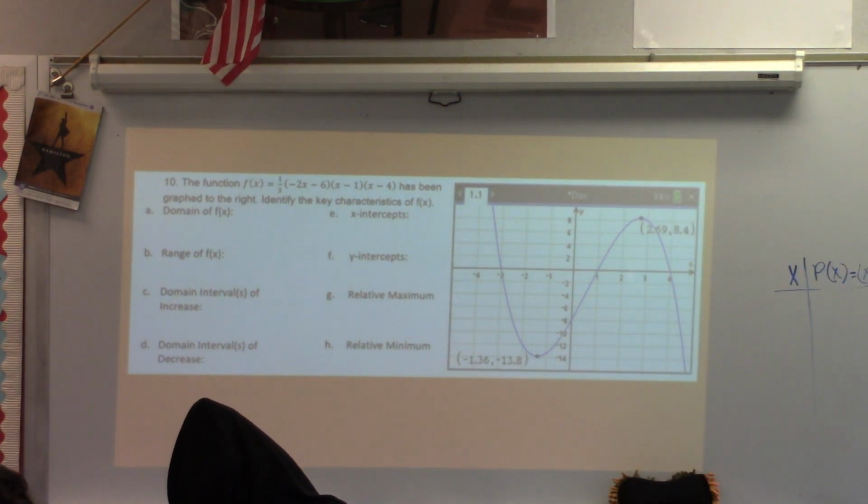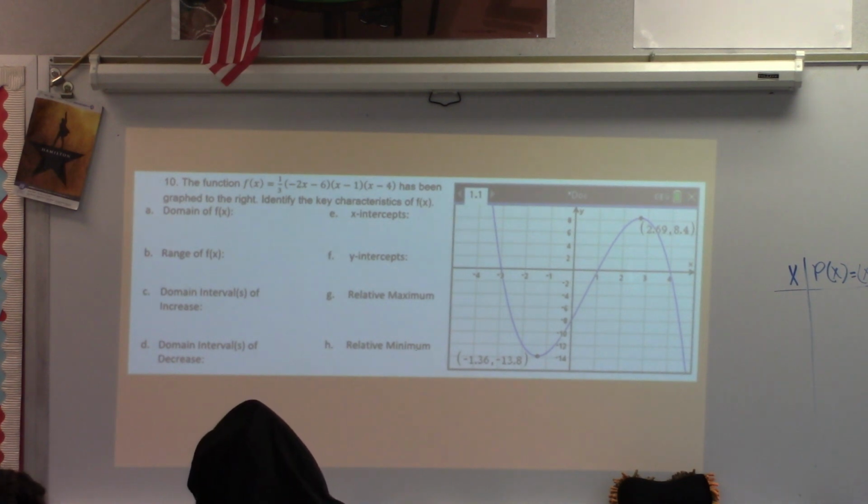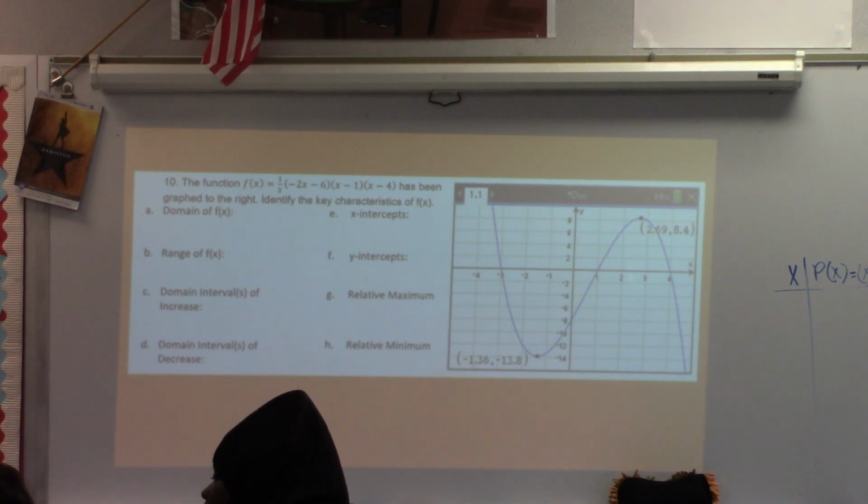So I've given you a function here. Domain and range. Okay, first off I want to say this. I'm not spending 10, 15 minutes on this one problem. I will go over a couple of quick details that we need to pay attention to.